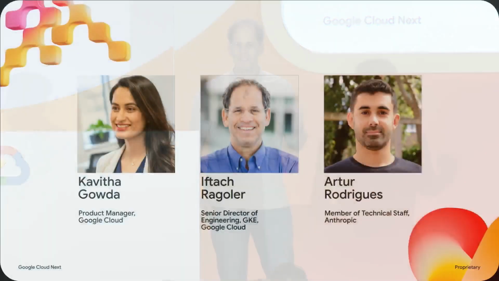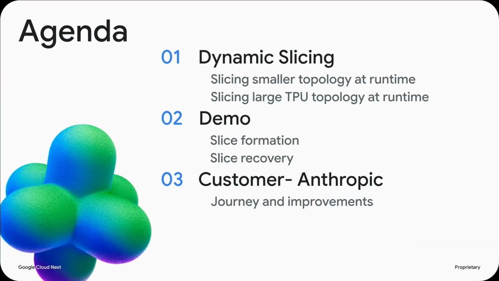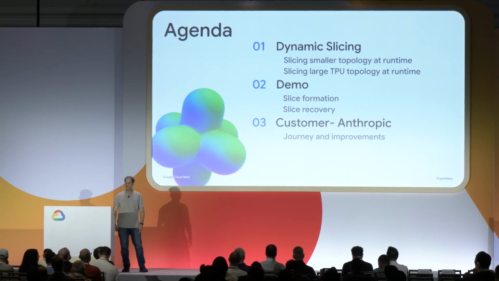First presenting, I am from GKE Engineering. With me, Kavitha from GKE Product, and Artur from Anthropic will present together. The goal of the talk today is to discuss dynamic slicing. Dynamic slicing enables you to run more efficient workloads on your TPU capacity and helps you manage your capacity.